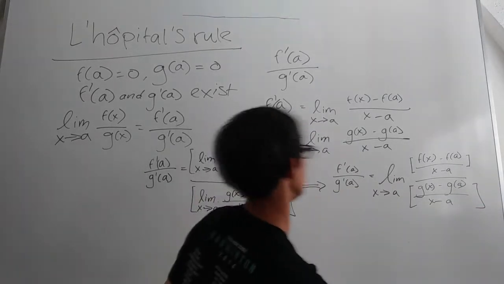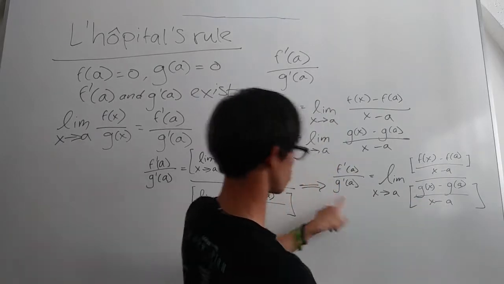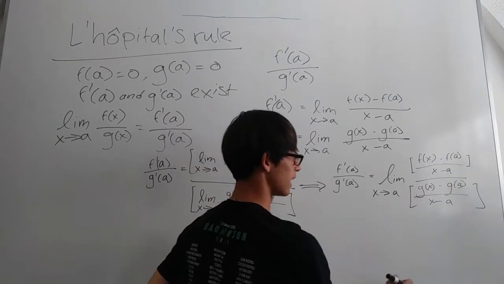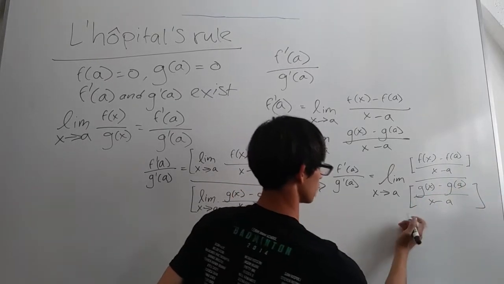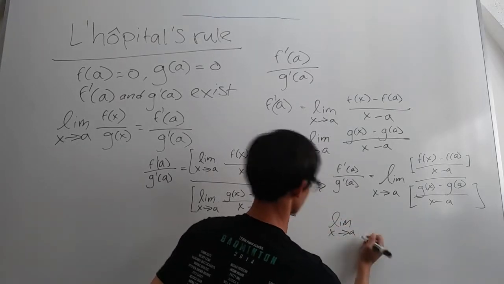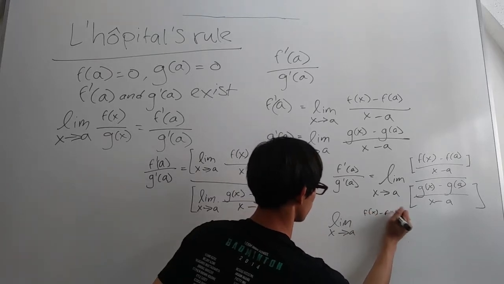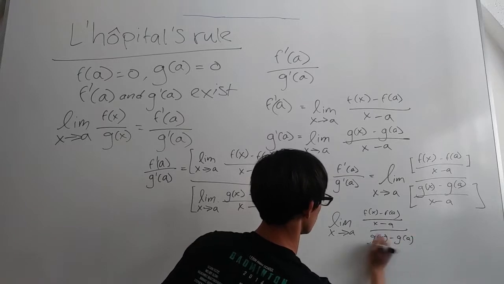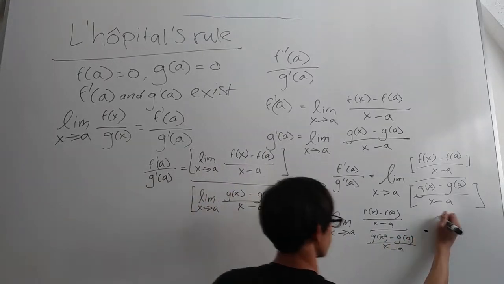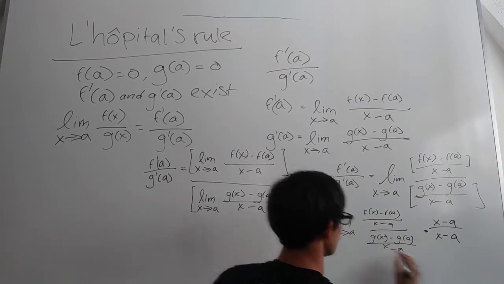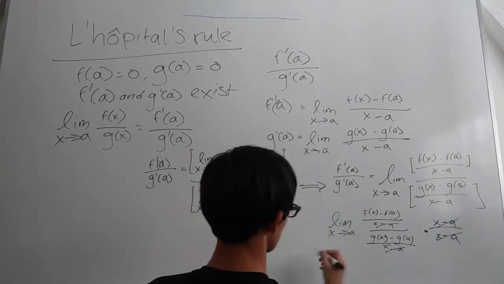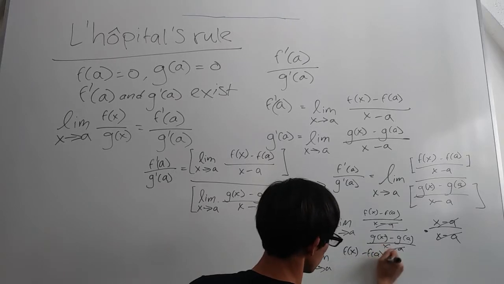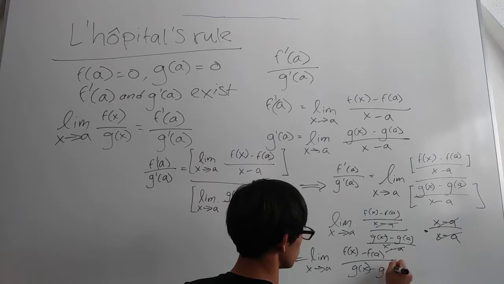Now, we have an x minus a on the bottom of the g'(a) and an x minus a on the f'(a), right? So if we multiply by x minus a both on the top and the bottom, the x minus a cancels out with that, and this cancels out with that, leaving you with the limit as x approaches a of (f(x) minus f(a)) over (g(x) minus g(a)).